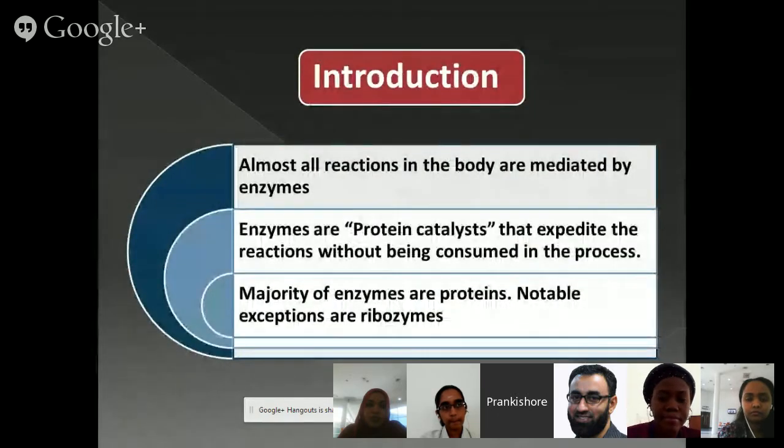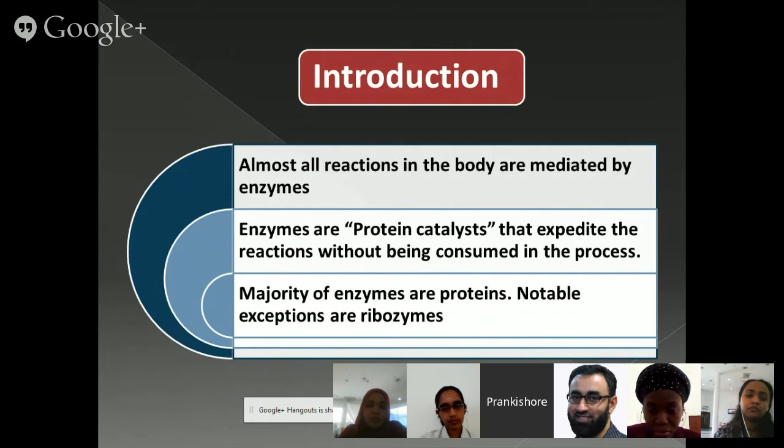Let us start with the introduction. Almost all reactions in the body are mediated by enzymes. The cells cannot be seen by the naked eye. In these cells, there are millions of biochemical reactions taking place. These reactions are catalyzed by certain molecules.